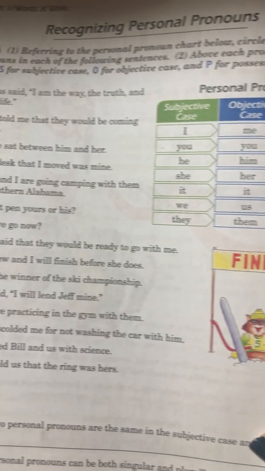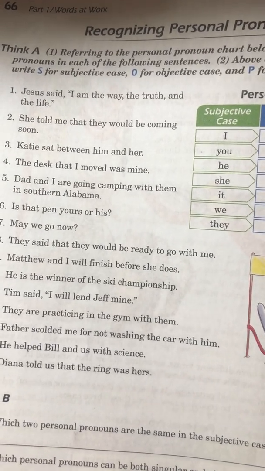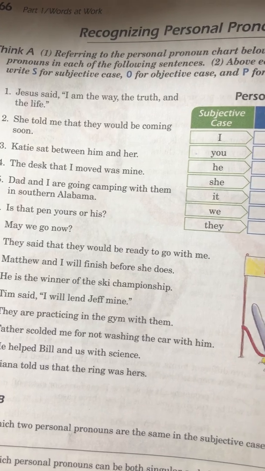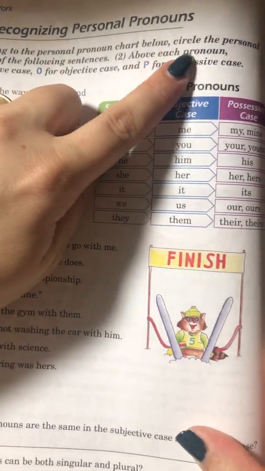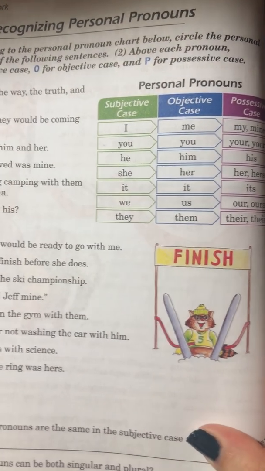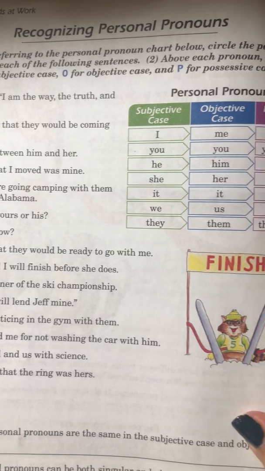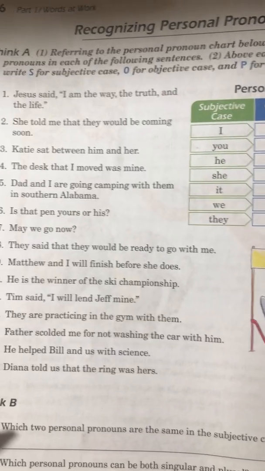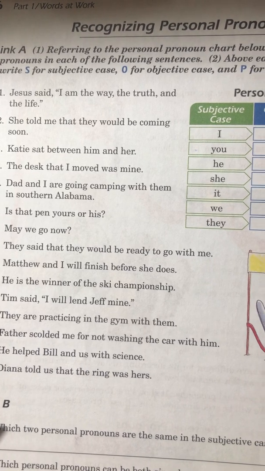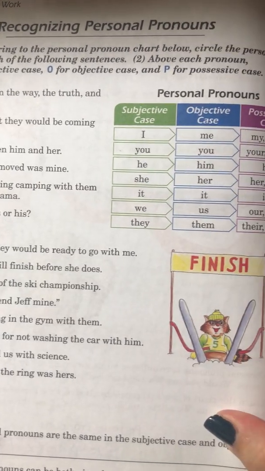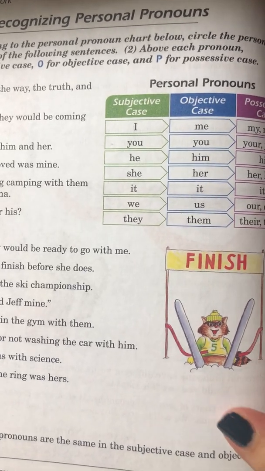And what you're doing in this activity, let's read the directions first. It says, referring to the personal pronouns chart, so referring to this, you're going to circle the personal pronouns in each of the following sentences. Above each pronoun, you're going to write S for subjective case, O for objective case, and P for possessive case. So this is pretty simple as long as you take your time.